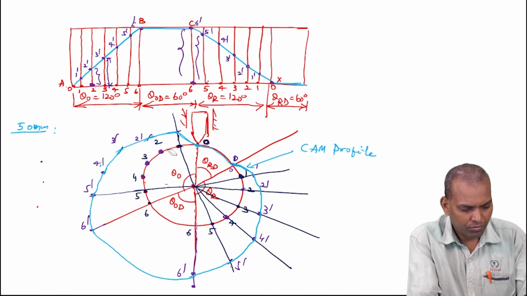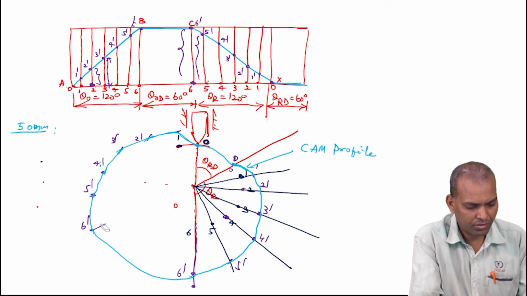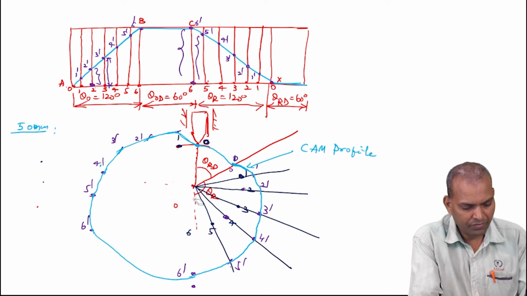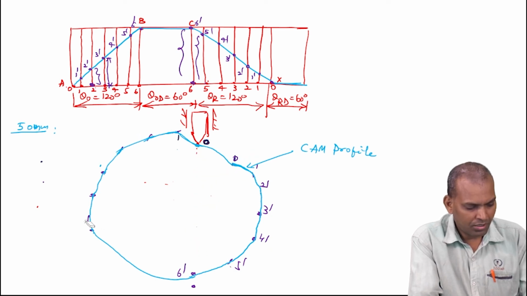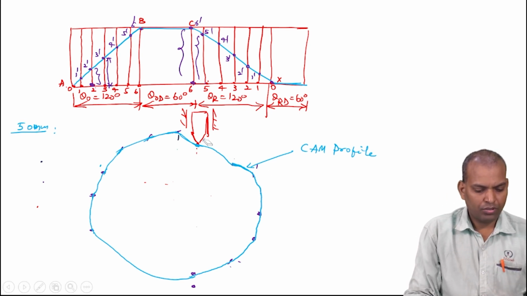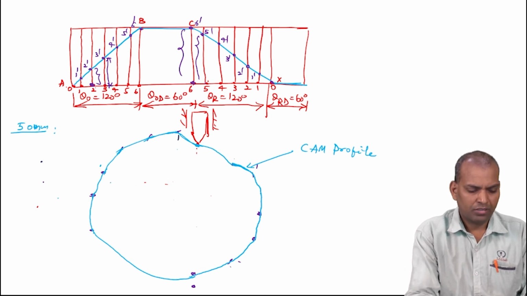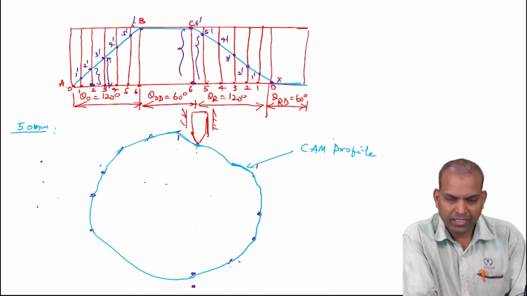So again, the shape of the cam, how the cam comes, this is the shape of the cam that was obtained after drawing the cam profile. So this is the cam profile that was drawn for the given conditions.